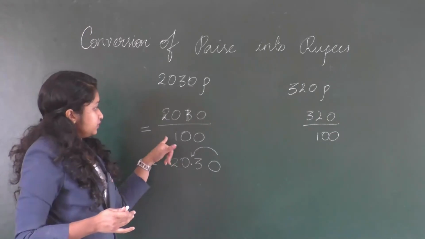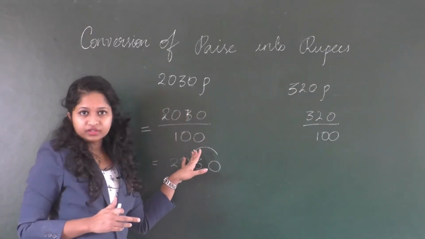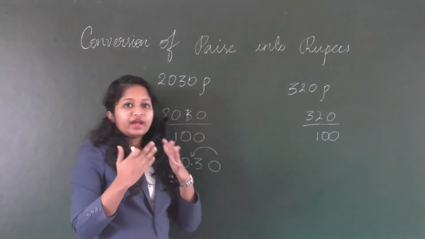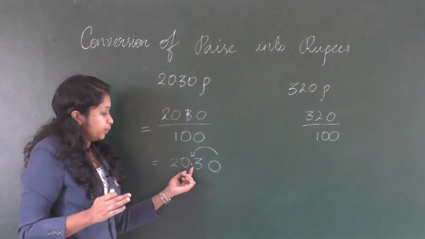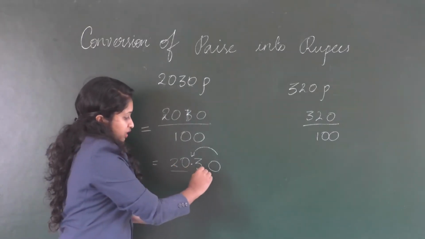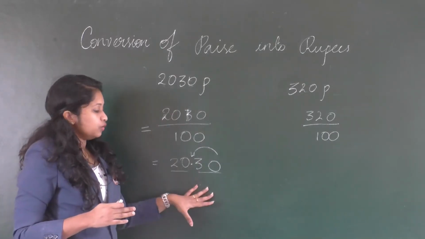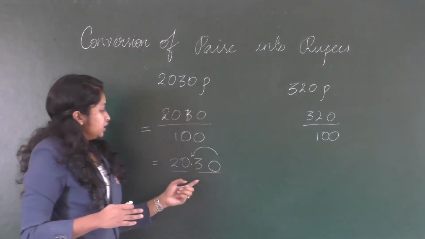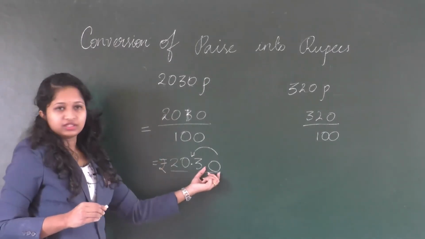Or else you can divide the given number by 100 and write the quotient and remainder together, separated by a point. So this will be the quotient and this is the remainder. So this is how we convert paise into rupees. Now this is rupees 20.30 paise.